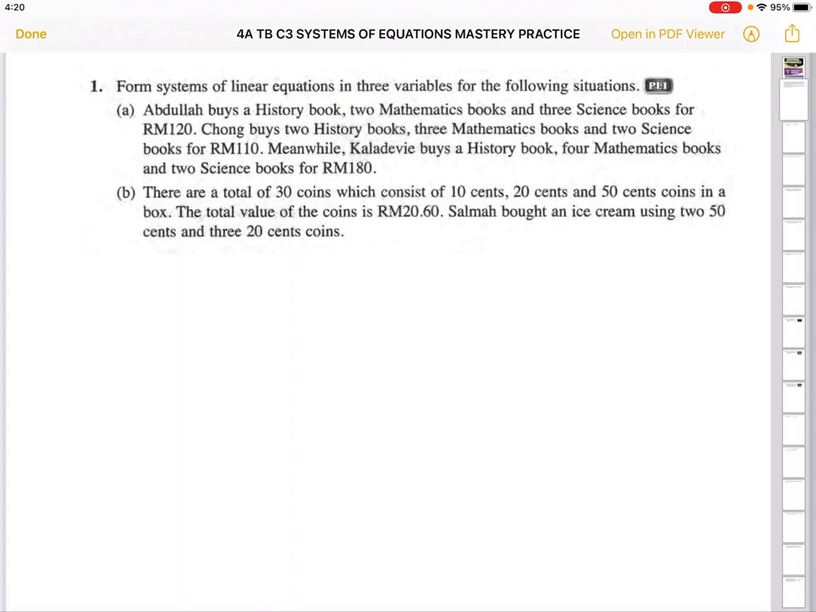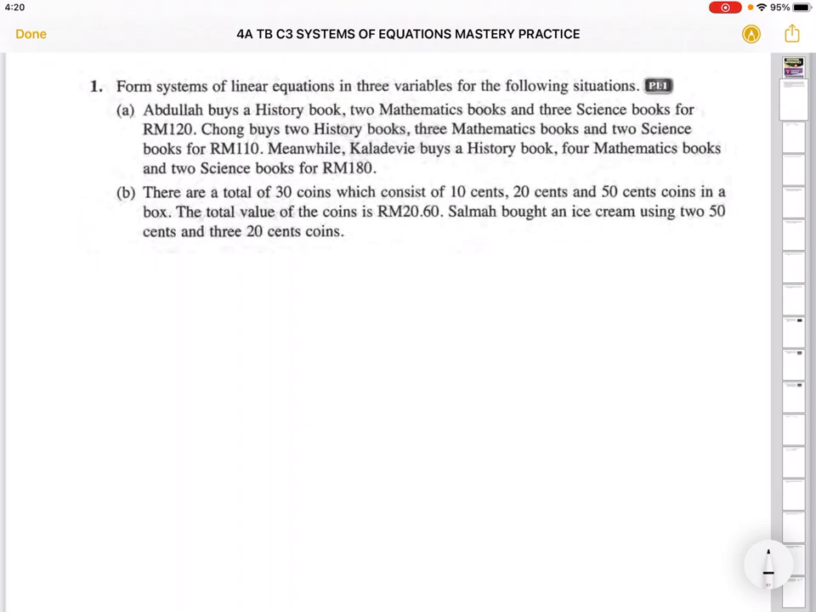Form a system of linear equations in 3 variables for the following situation. We don't have to solve the equations, we just have to form them. Here we have Abdullah, who buys 1 history book, 2 mathematics books, 3 science books. Then Chong buys 2 history, 3 mathematics, and 2 science.